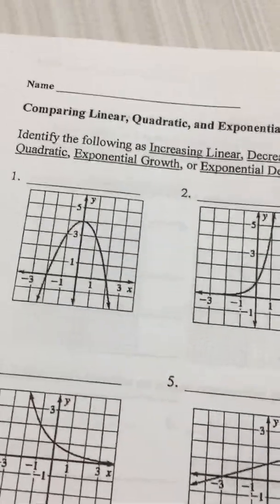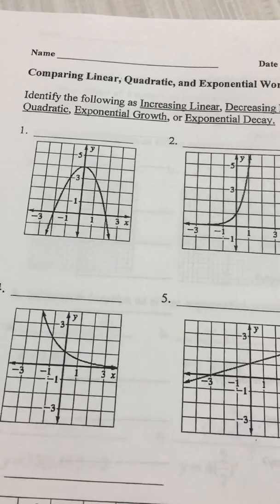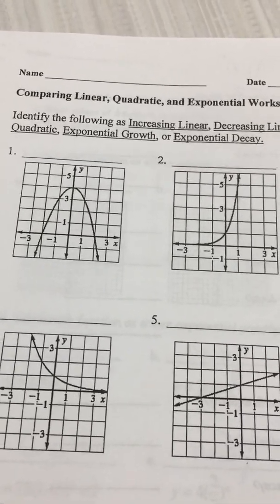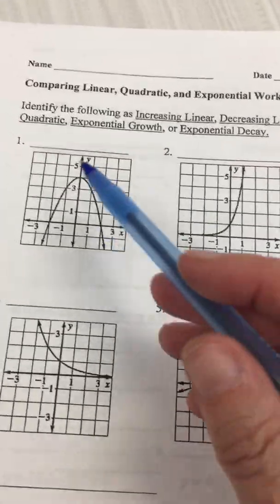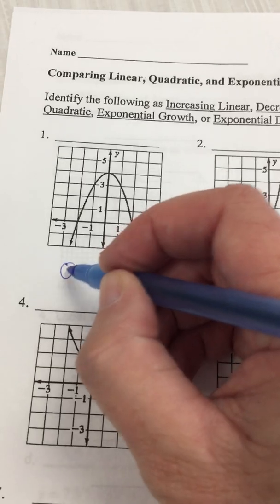Okay, let's see what else we have here. Flip this over. We get one more for this. So they want to know, for each of these, are they quadratic, linear, or exponential? And then they want to know, is it an increasing function, a decreasing function, or in the case of parabolas, positive or negative? So let's look at this one. Obviously, it is quadratic because it's a parabola. So quadratic.